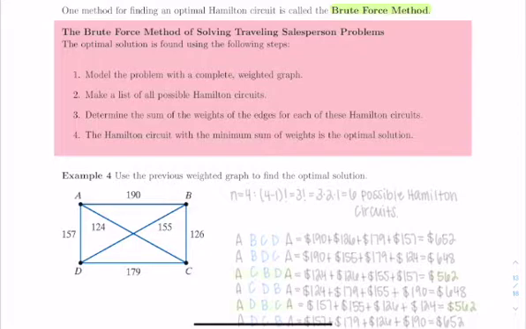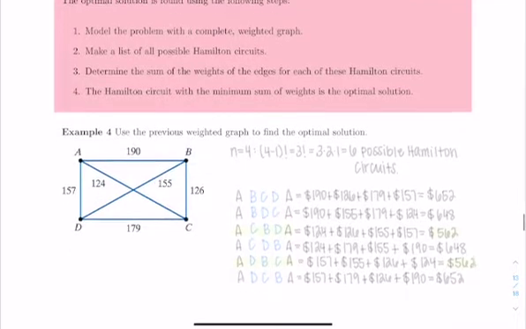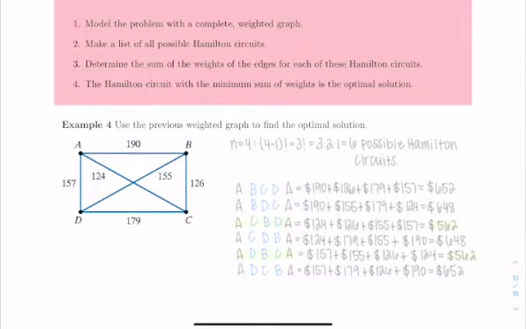So let's go ahead and try this with example number 4. The first thing we need to figure out is how many possible Hamilton circuits we have. Well, we have 4 vertices. So if I plug it into my formula of n minus 1 factorial, I get 3 factorial, which is 3 times 2 times 1. So there are 6 possible Hamilton circuits.